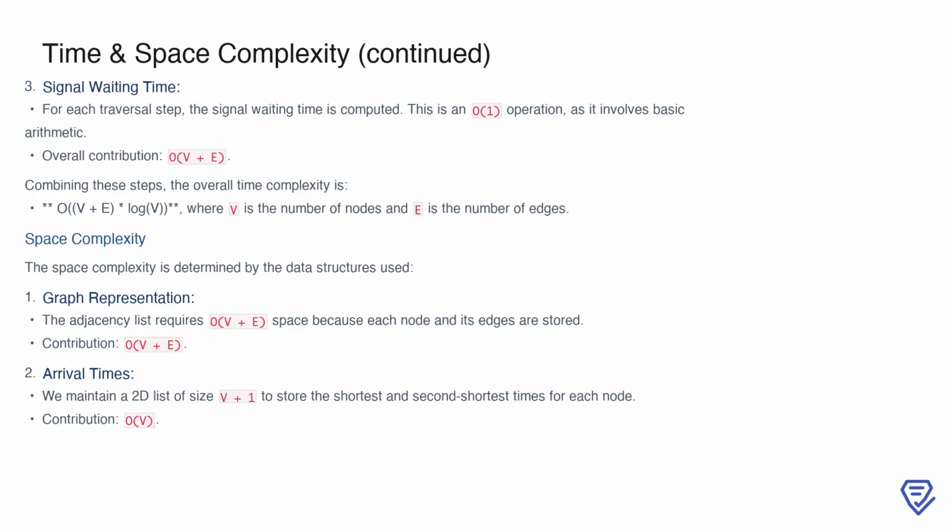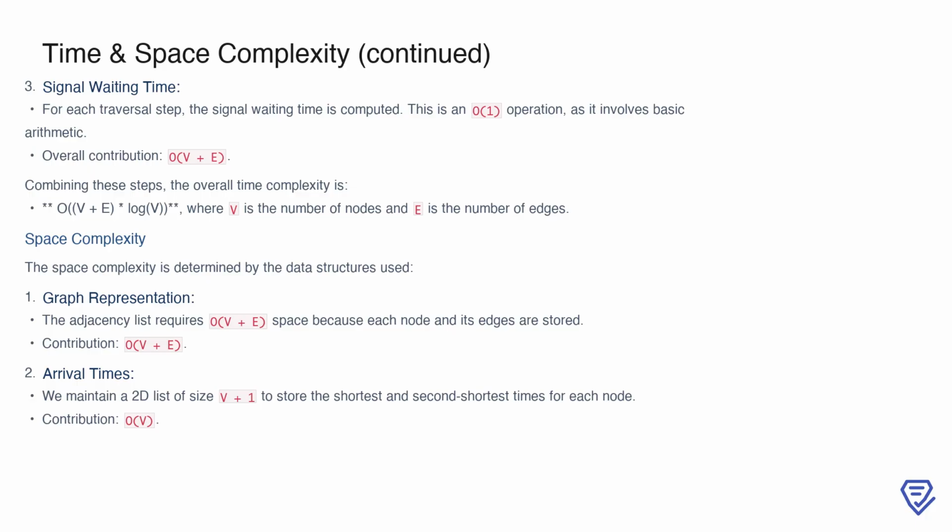Now, we consider the signal waiting time. For each step of the traversal, the signal waiting time is calculated. Since this involves basic arithmetic, it has a constant time complexity of O(1). When applied across all nodes and edges, its contribution becomes O(v + e). Combining the complexities of graph construction, modified BFS, and signal waiting time, the overall time complexity of the solution is O((v + e) * log v), where v is the number of nodes and e is the number of edges.